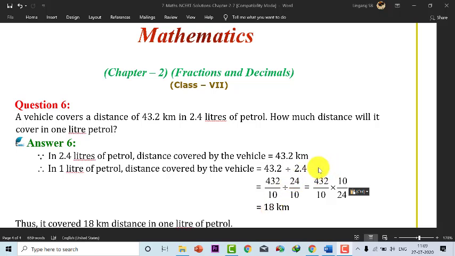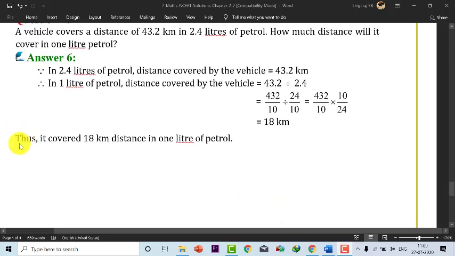So we got 18 as the numerator. So 18 into 1 is 18. So 18 km is the required answer here. So finally you can say that thus it covered 18 km distance in 1 liter of petrol. It used 1 liter of petrol and the covered distance is 18 km.